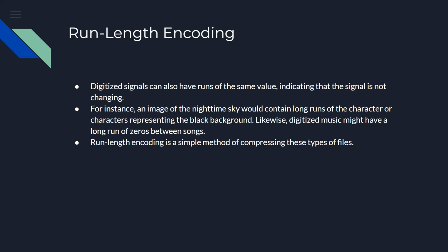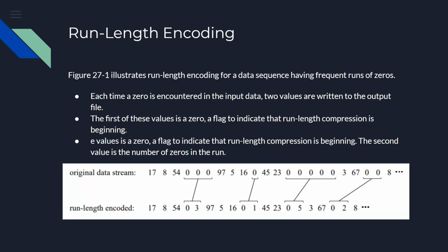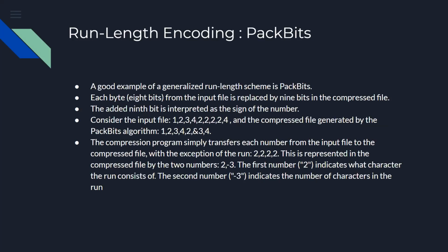Next slide. So this figure illustrates run length encoding for a data sequence having frequent runs of zeros. Each time a zero is encountered in the input data, we append two values to the output file. The first of these values is a zero, a flag that indicates the run length compression has begun. And the second value is the number of zeros in the run. So if the average run length is longer than 2, compression will take place. On the other hand, many single zeros in the data can make the encoded file larger than the original.